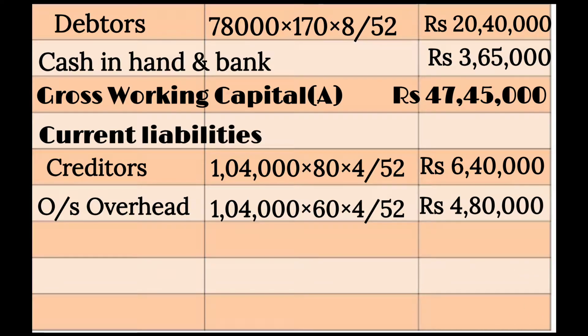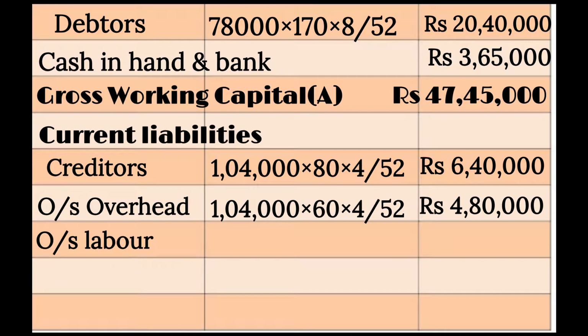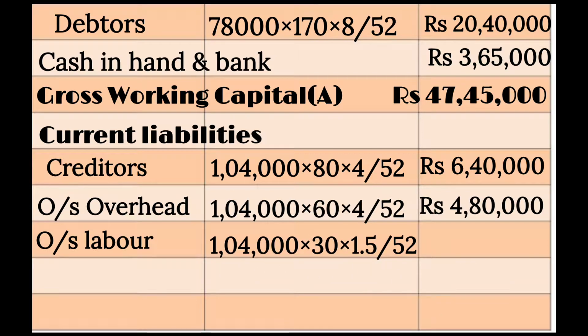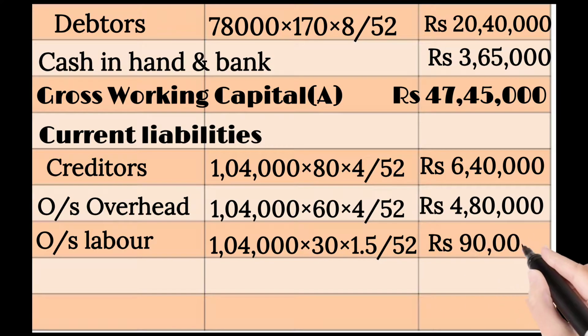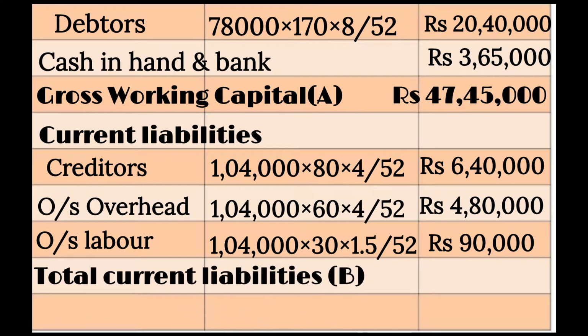And lastly, we have the outstanding labor. For this it was given that the paying period for labor is 1.5 weeks and the per unit cost is rupees 30. So 1,04,000 into 30 into 1.5 into 52. It gives us rupees 90,000. And the total of current liabilities, that is adding creditors, outstanding overhead and outstanding labor, we get the total of current liabilities as rupees 12,10,000, which we name as B.